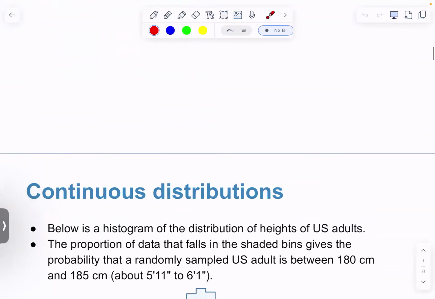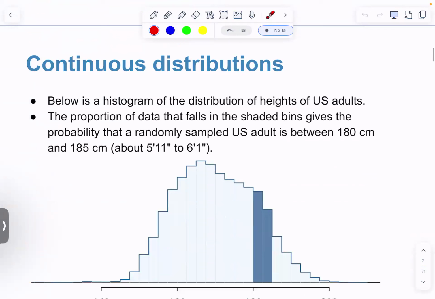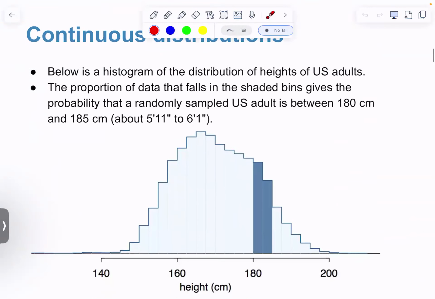So last day we talked about probability distributions, weighted means, how do we find the variance of those, right? And so let's say we have a histogram of the distribution of heights of US adults. Okay. The proportion, now I want you to kind of start paying attention to the proportion. The proportion is a probability.